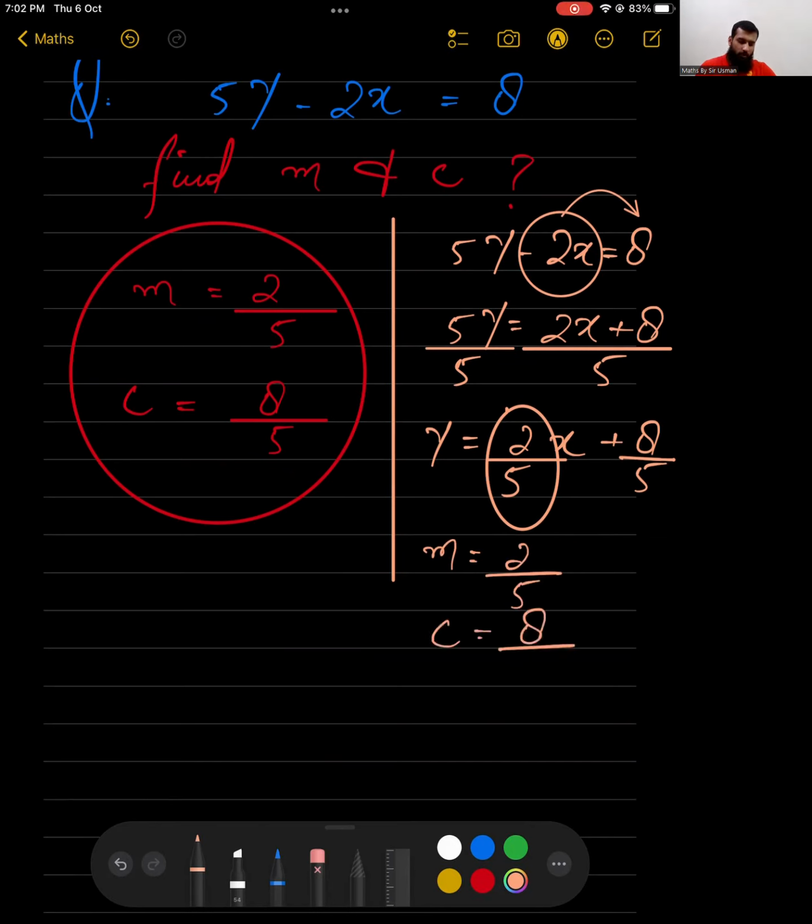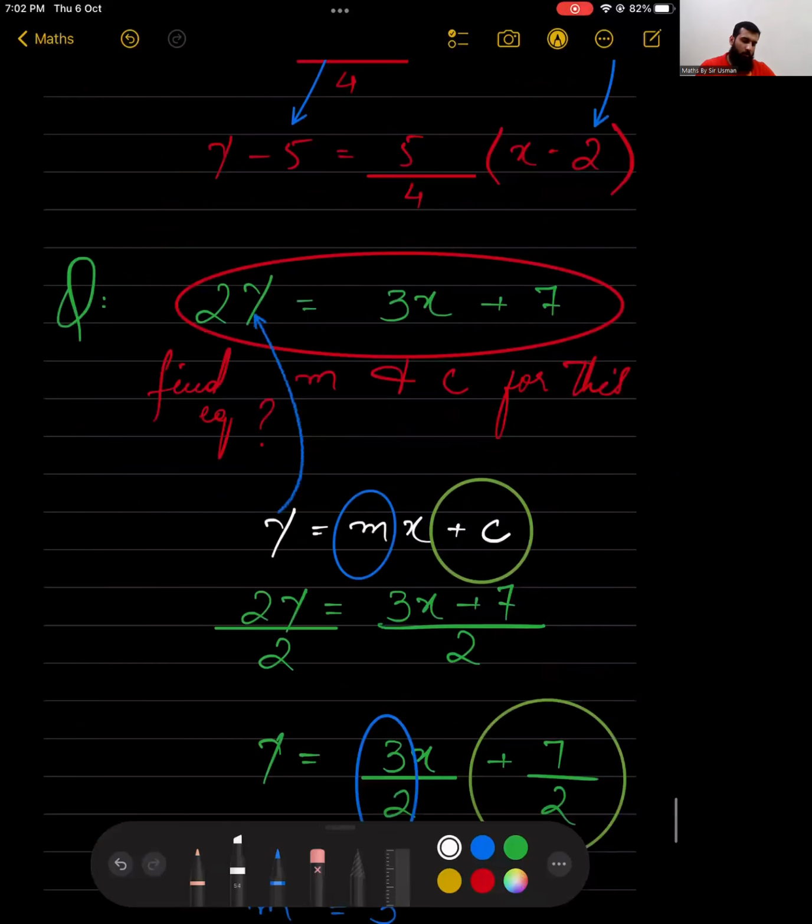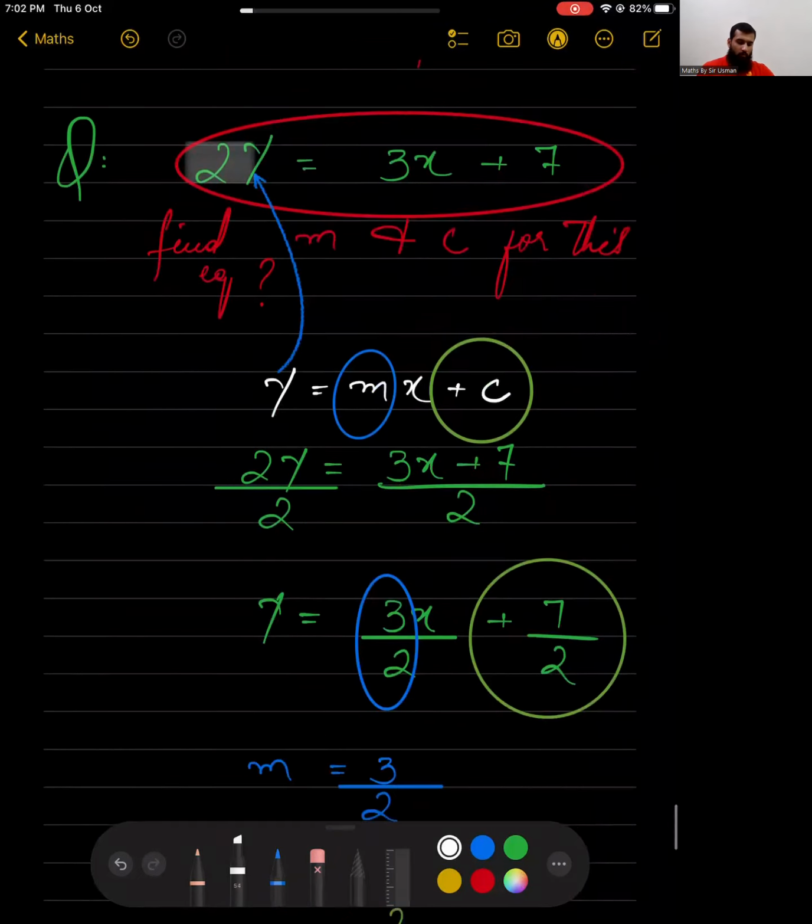Yes, Meena, what's the query? Okay, तो पिछले question में अगर आप देखें तो y के साथ हमारे पास था 2. In this particular case we have 5 over here.